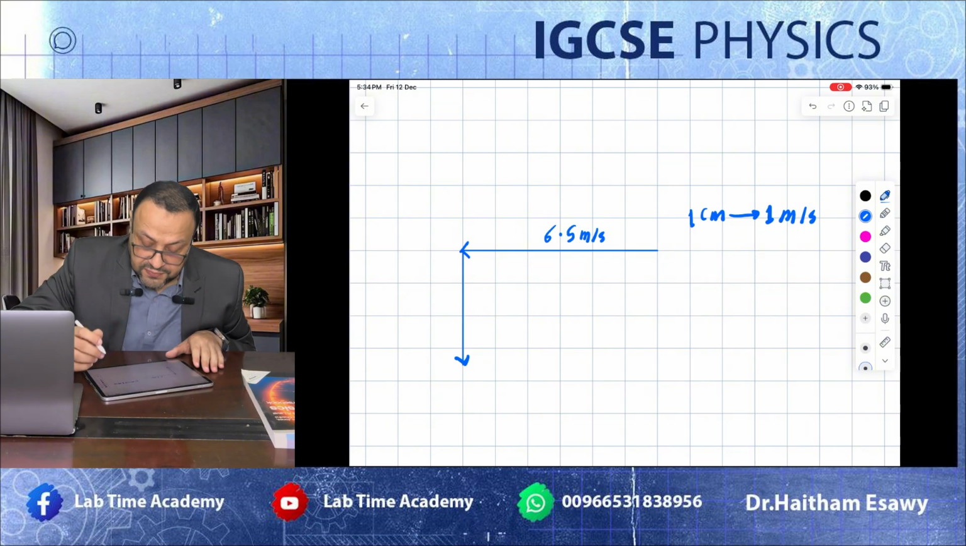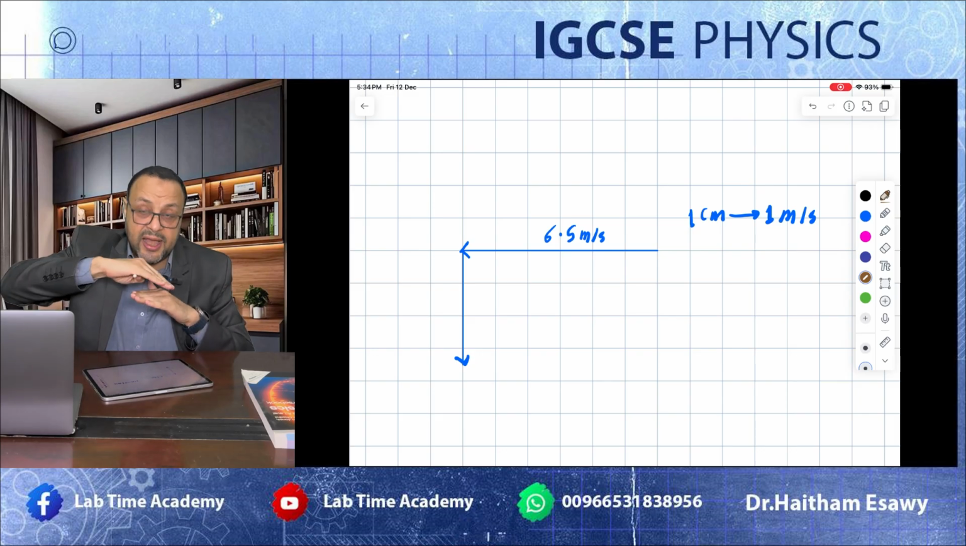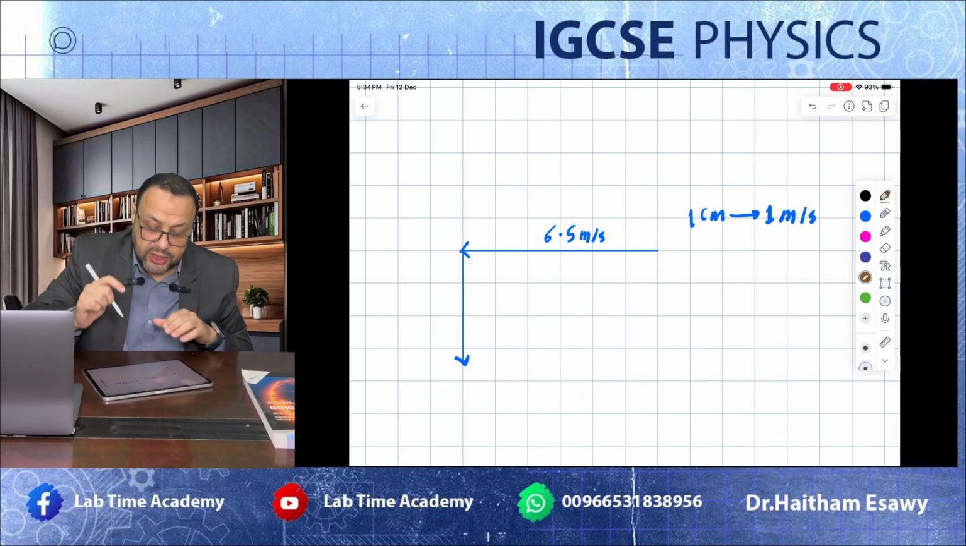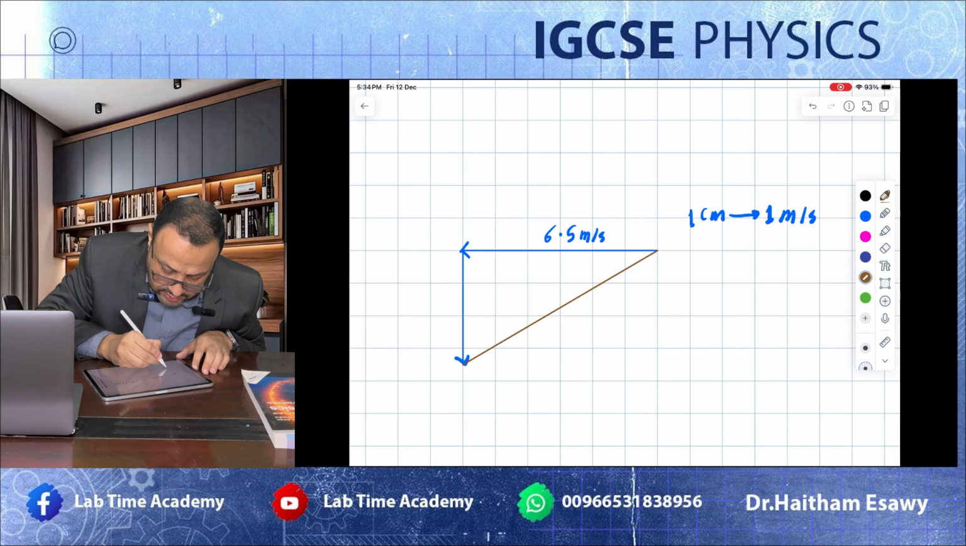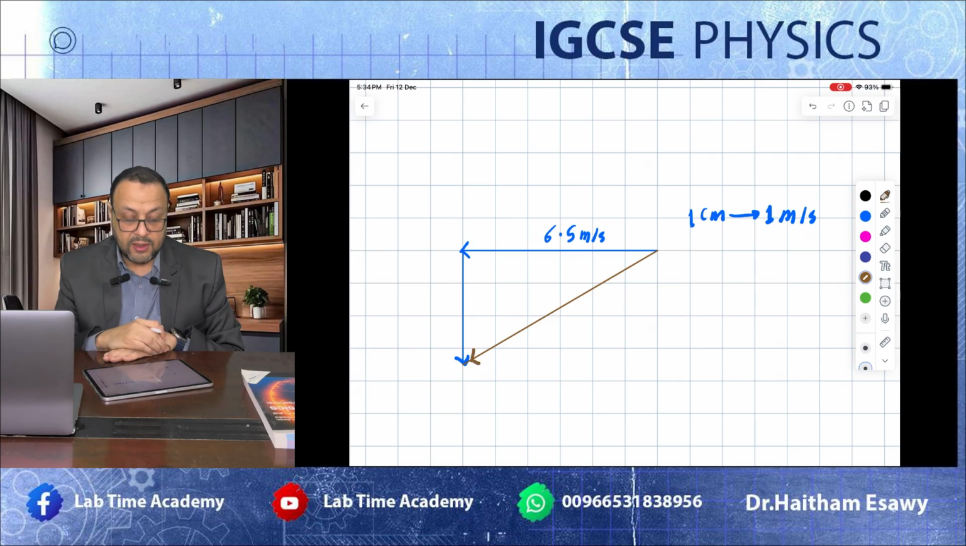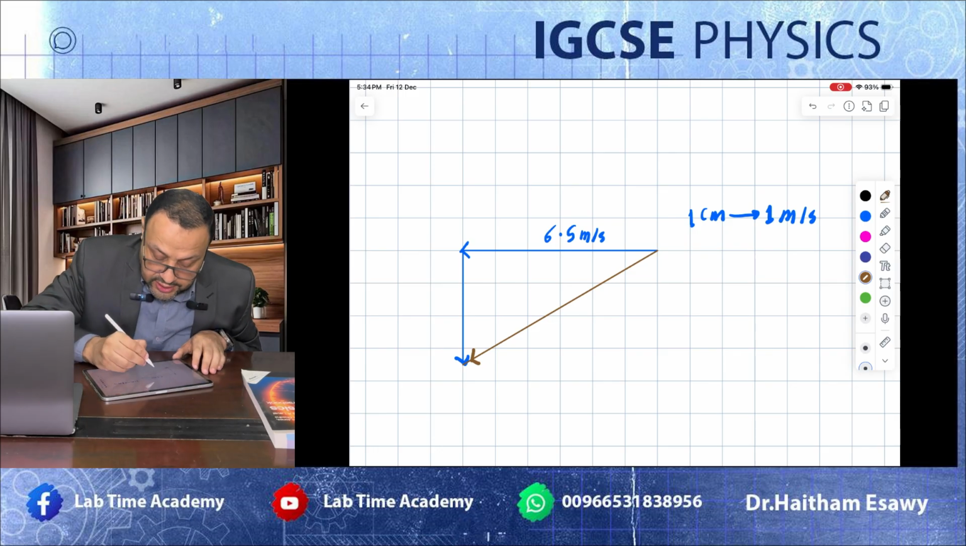Right? After that, I have to get the resultant. Just draw the hypotenuse, just from the tail of the first vector till the tip of the second vector. This will be the resultant. From the tip of the first vector till the tail of the second vector. So this will be the resultant.